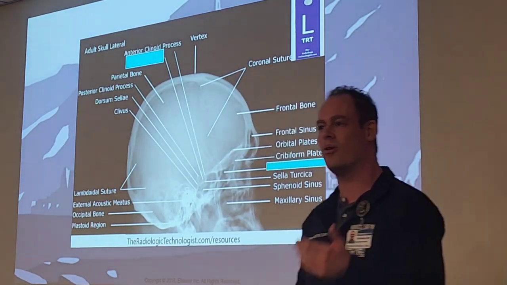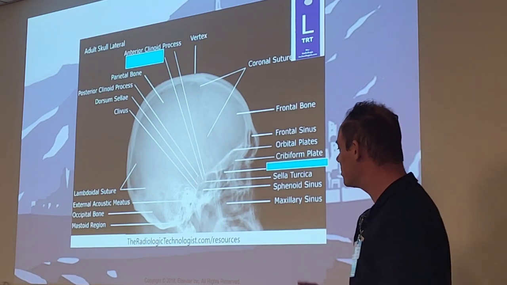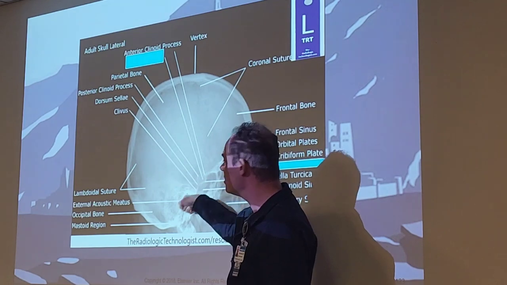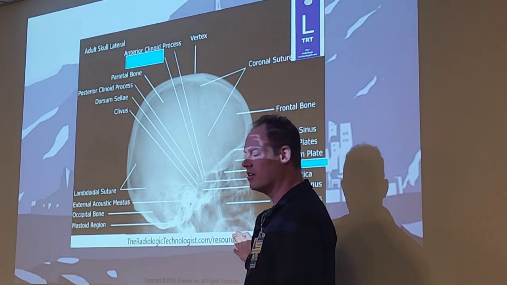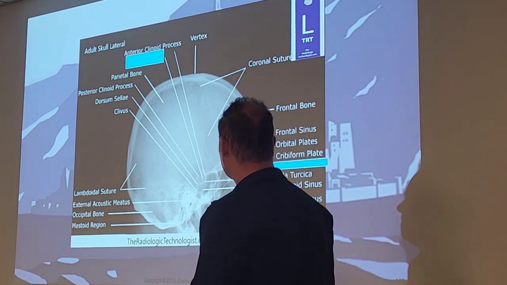This is a lateral cranium or lateral skull X-ray. How do I know it's a lateral cranium or skull? Well, it's lateral, but I see the cranium, and I'm cutting off the face. There's still some face here, but I'm cutting off most of the face. So, let's go through it.